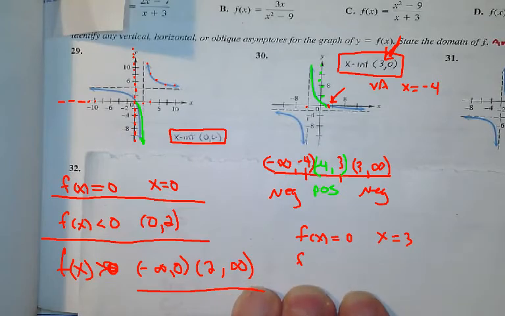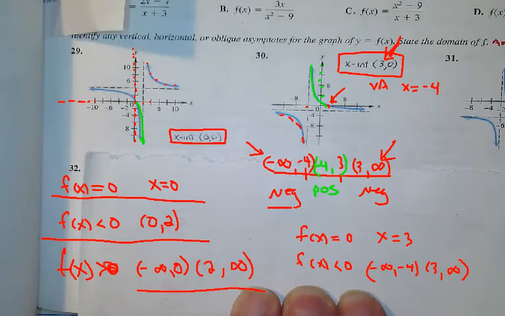When is it negative? Well, there's 2 times that it's negative. See, right here, we know this is down below the x-axis. So it's negative from -infinity to -4. And then it's below the x-axis from +3 to infinity. So it's negative on this side and it's negative on this side right here.